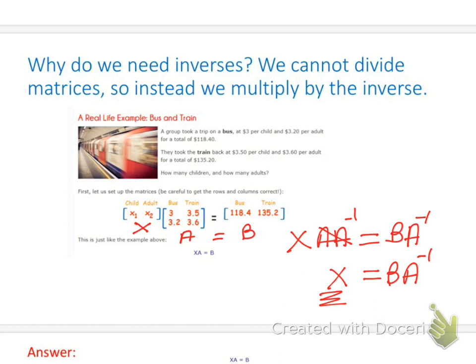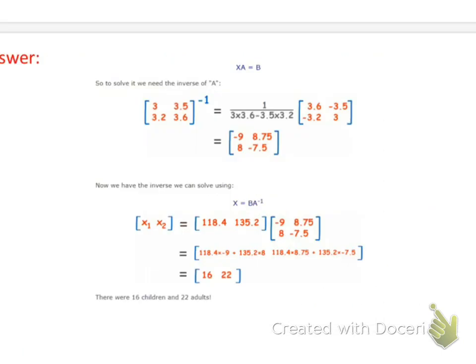Okay, so we're going to continue this on the next page so you can see what we're building towards, and we're going to get an answer for our x's. Here's what we want to do. First off, we're going to need to get the inverse for A. So how do we get that?